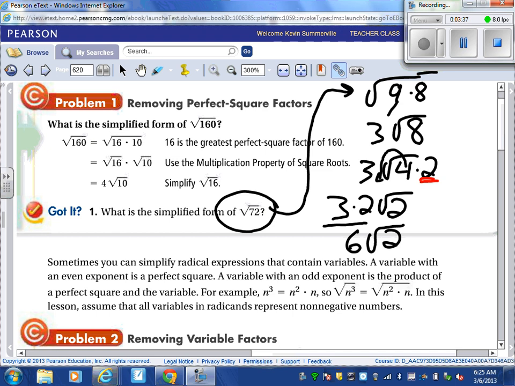So sometimes you can find a bigger number right away and get the answer, or find two other numbers, find the square root, and then break them down.